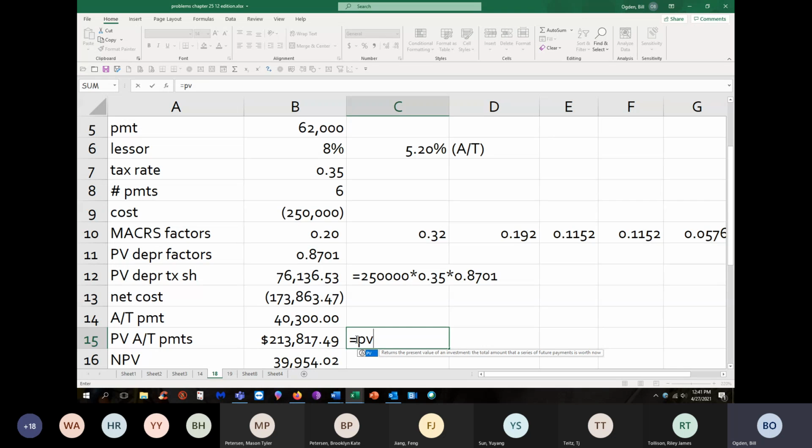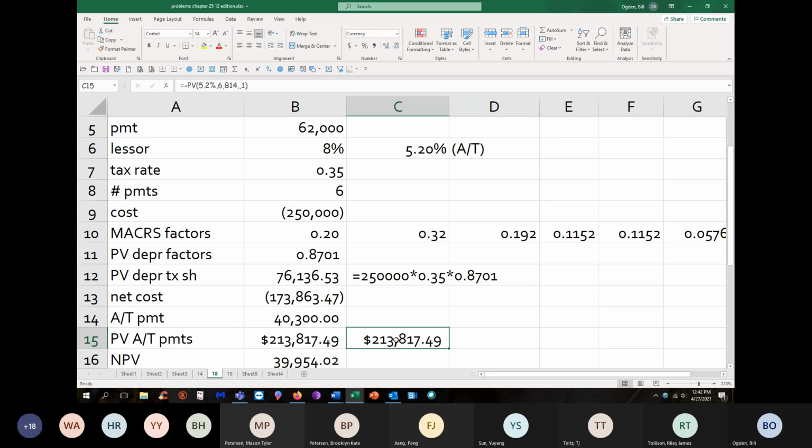And since this is a cash inflow to the lessor, I'm going to flip the sign back to positive because PV will flip it to negative on me. So we're going to use a rate of 5.2%, and we will have 6 payments, and the payment on an after-tax basis is 40,300. Beginning of the period, and we get 213.